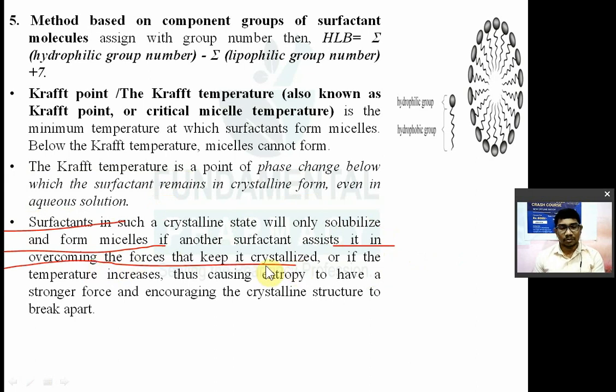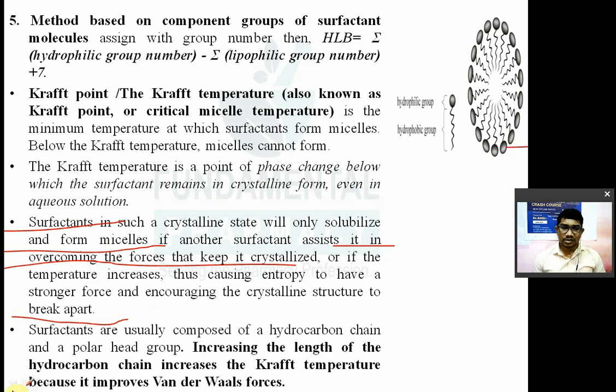That means below the Kraft point it remains in crystalline form and can form micelles only when the attractive forces are overcome: if another surfactant molecule assists in overcoming the process that keeps it in crystallized form, or if temperature increases, causing entropy to become a stronger force and encouraging the crystalline structure to break. So below the Kraft point the surfactant is soluble, and when the Kraft point is reached, the surfactant becomes insoluble.